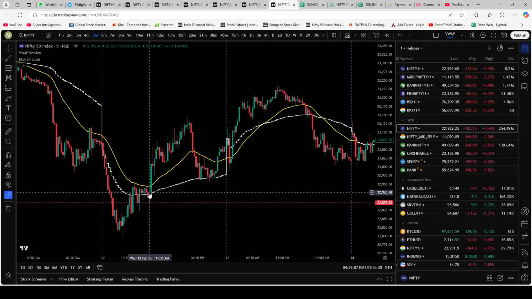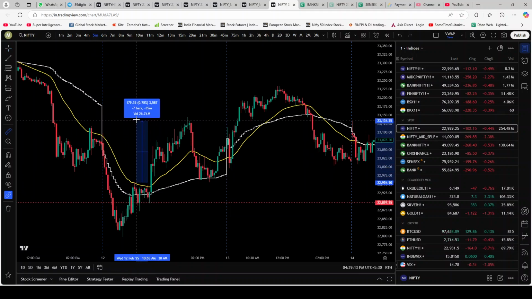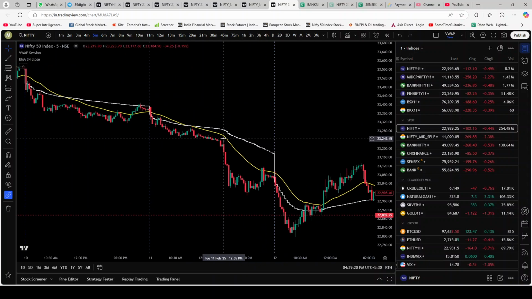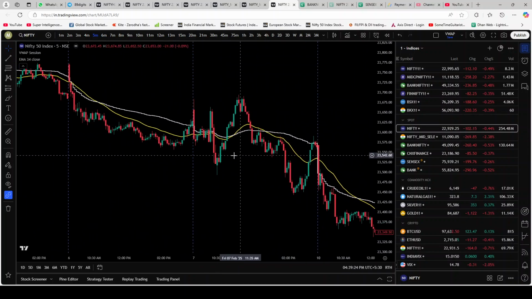So see over here, it goes above VWAP and then it goes above EMA 34. So this would have been our point of entry when it goes above EMA 34, and then it's traveled about 188 points. We would have taken some 60 to 100 points in between and exited. Over here you see it's whole day below VWAP and EMA 34. Here you see it goes above both, then it goes below both.